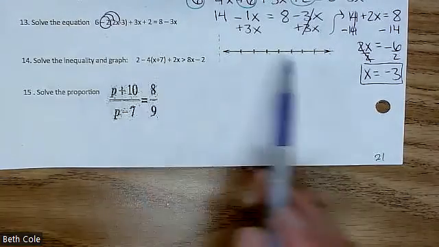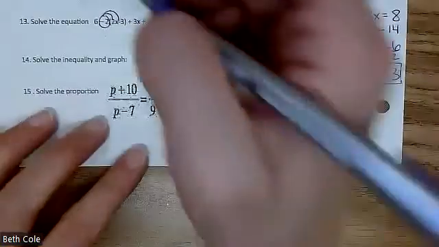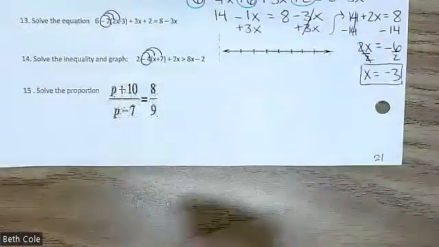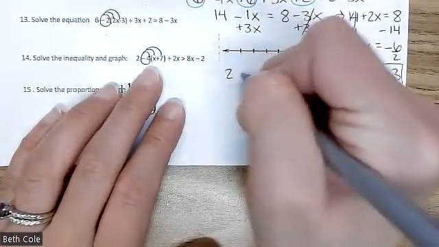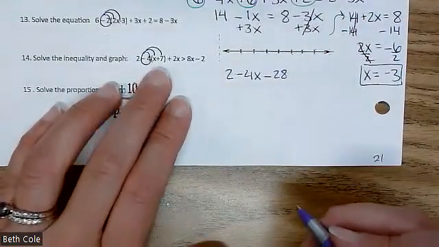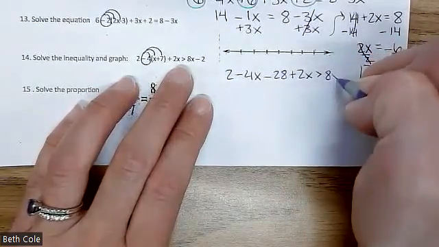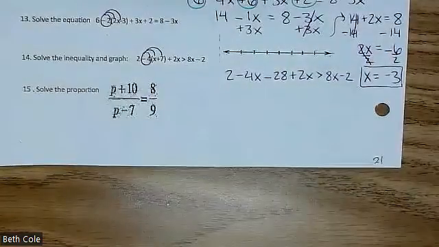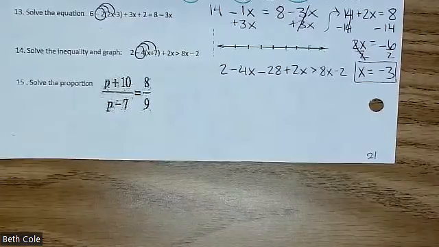Inequality is the same thing. It's just instead of an equal sign, you've got this inequality. Okay. We're going to distribute the negative 4. Whoever made this did not leave enough room. I'm going to have to come over here. This will be 2 minus 4x minus 28, 4 times 7. And then you're just going to copy the rest of it down. Oh my gosh, that looks a zillion years long.